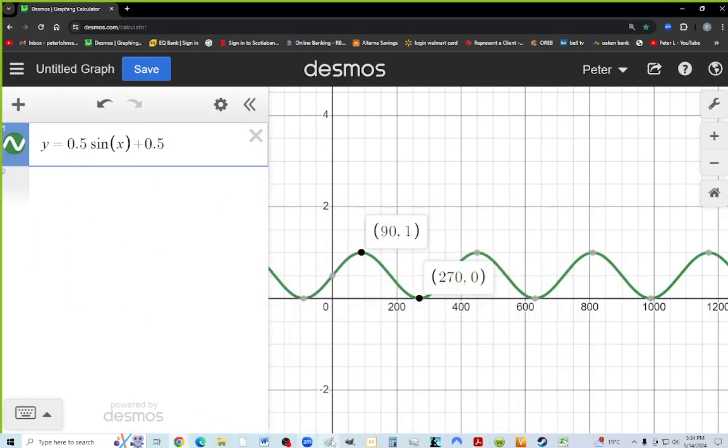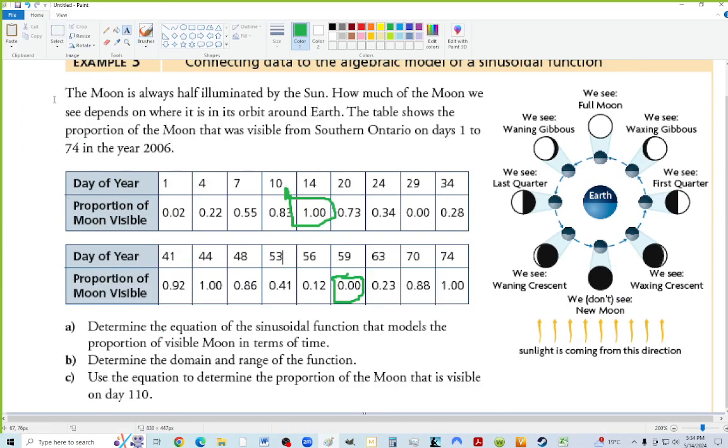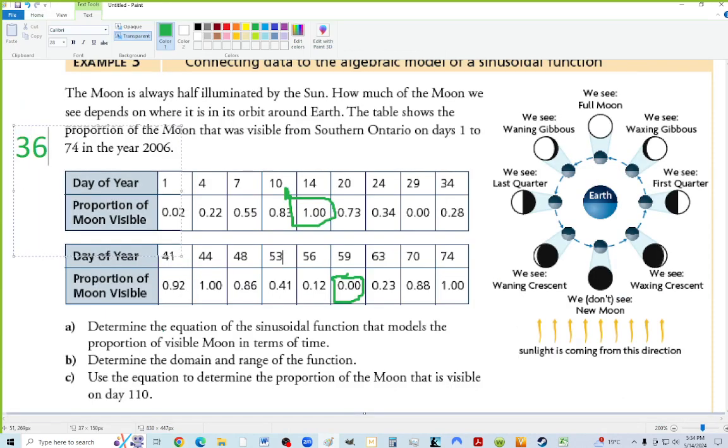I'll do that again for you. If my period is 360 and I divide by 360, what do I have as a period? 1. If I want to turn that 1 into 74, I should multiply it by 74. So that means I have to divide my period by 360 and multiply it by 74. What would I put in front of x if I want to divide it?